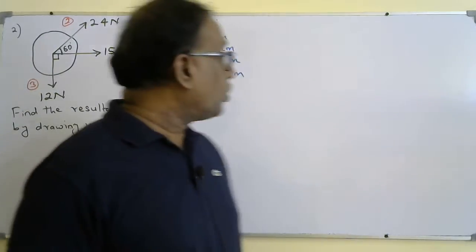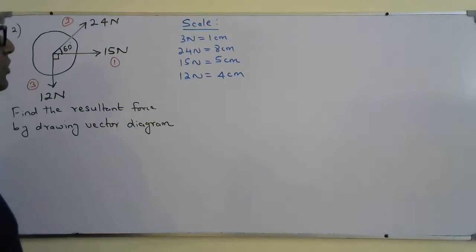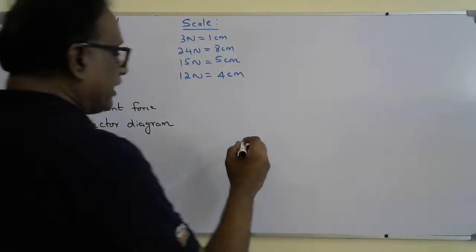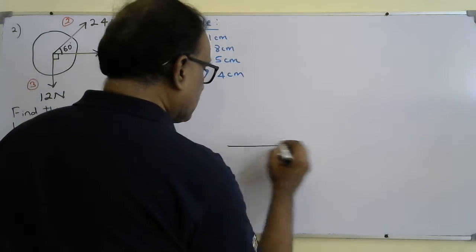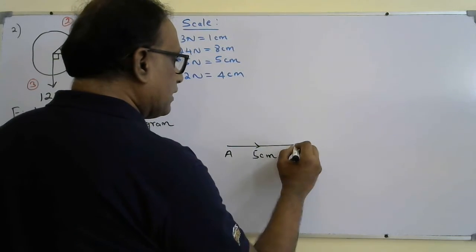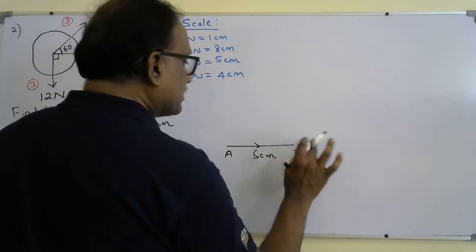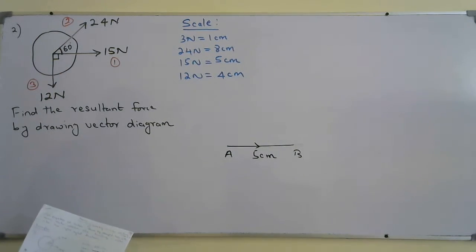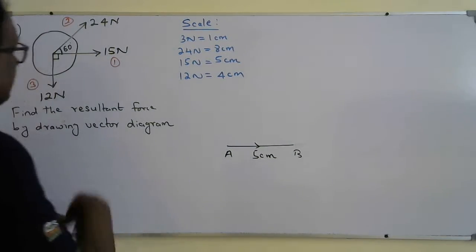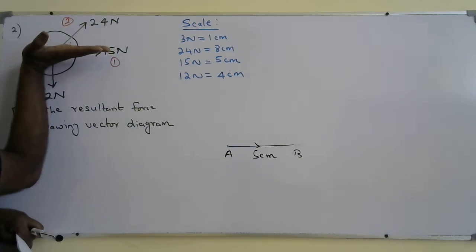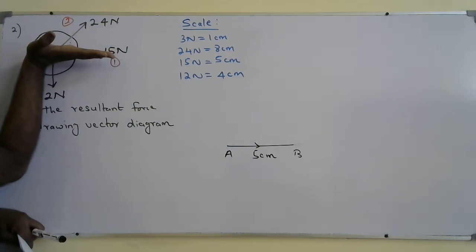So first I will draw 15 Newton, so that must be drawn with a length of 5 centimeter. So draw 5 centimeter length first. You can name it A, B. So this is the first force, 15 Newton, I draw it. Okay, so second I am going to draw 24 Newton. So it must be at 60 degree anti-clockwise direction from 15 Newton.